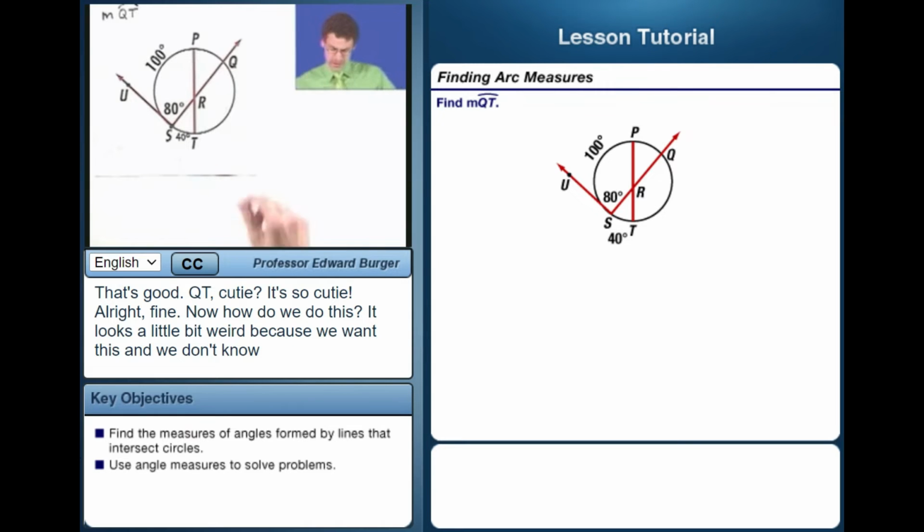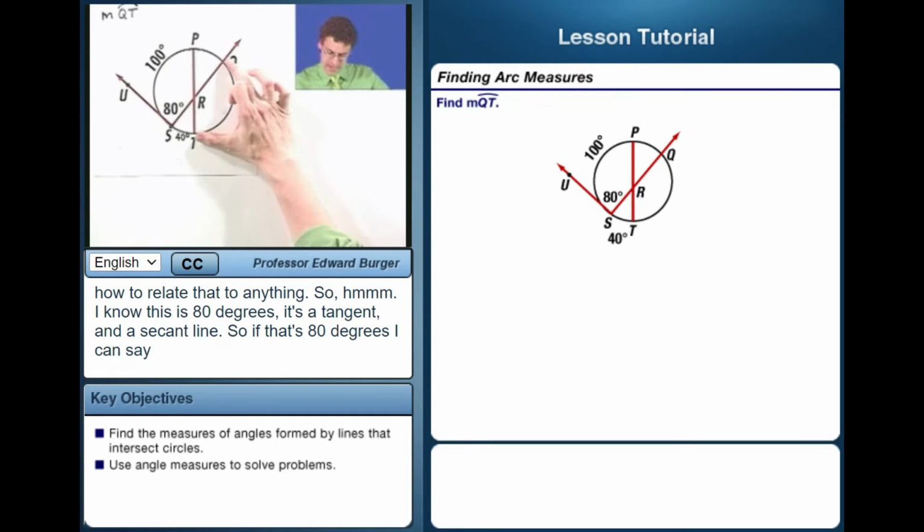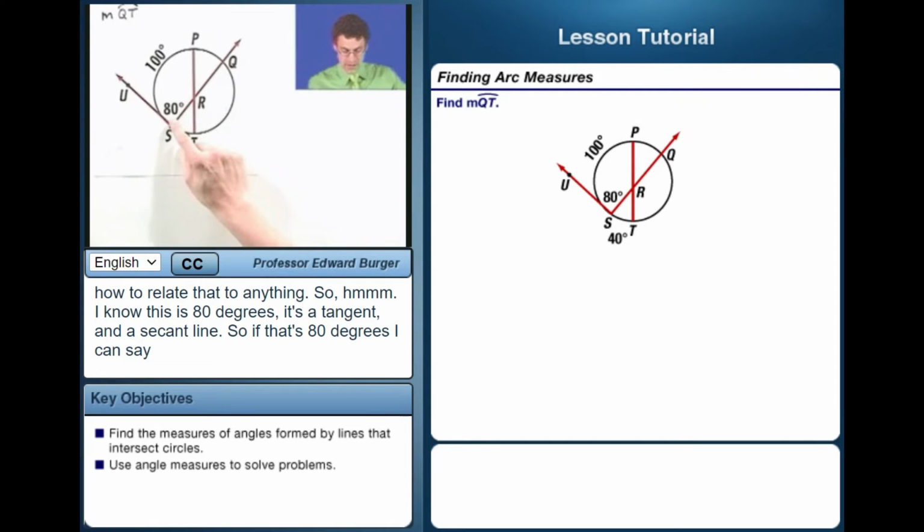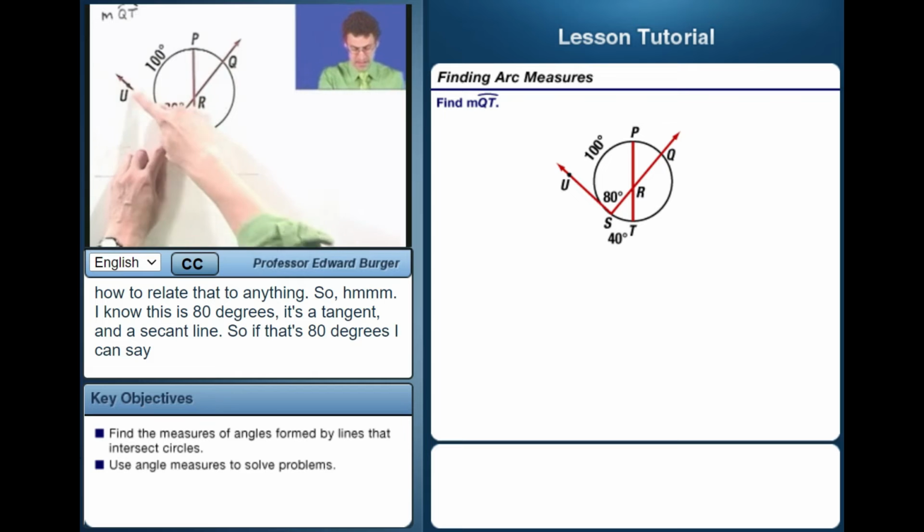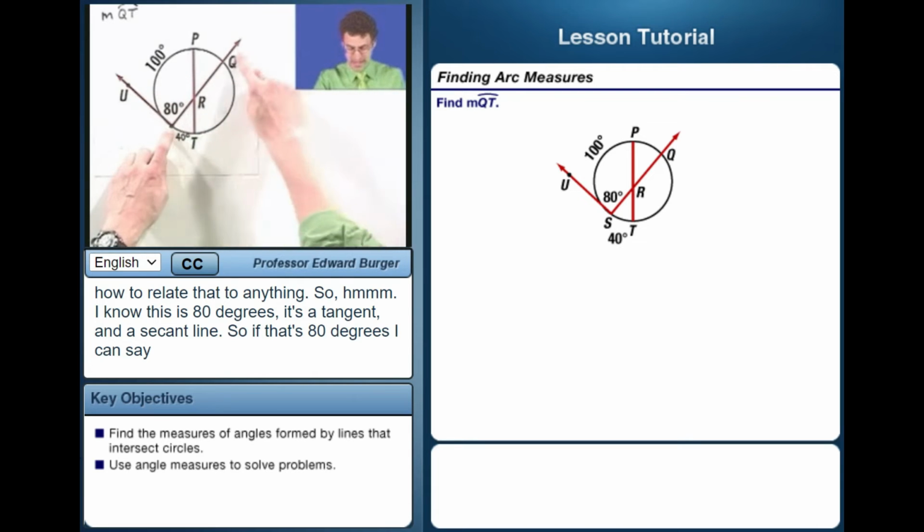Now how do we do this? Well, it looks a little bit weird because we want this, and we don't know how to relate that to anything. So, well, I know this is 80 degrees. This is 80 degrees. It's a tangent and a secant line.